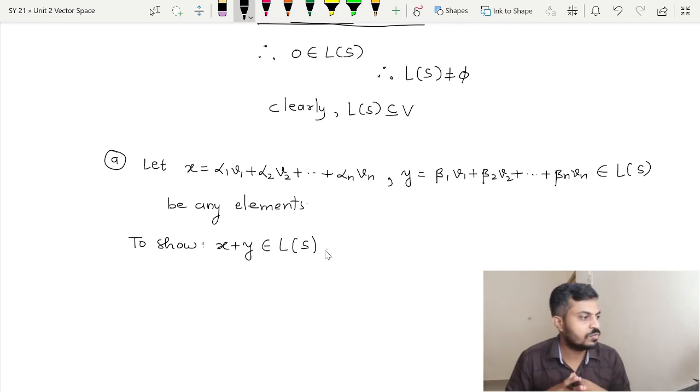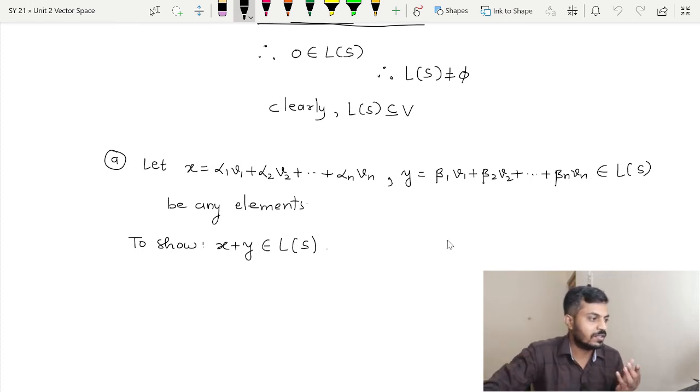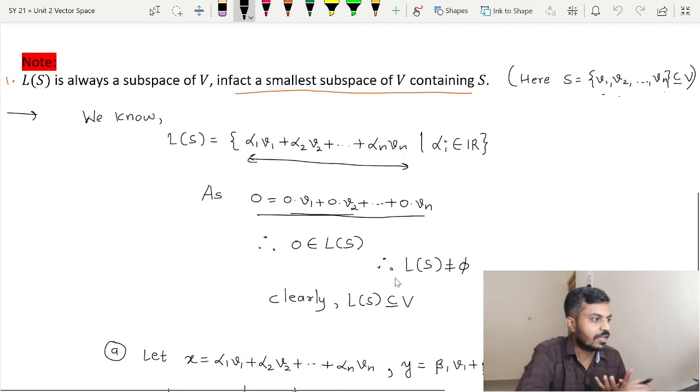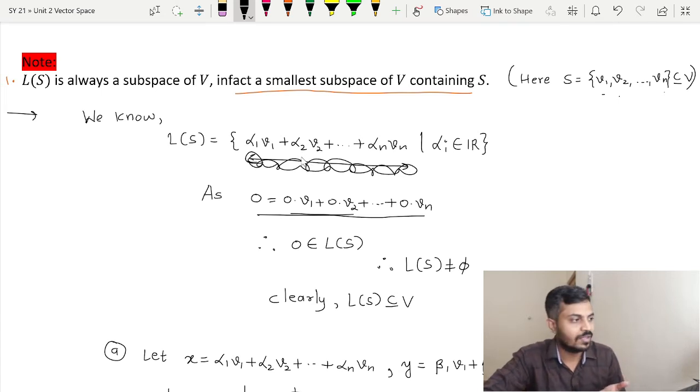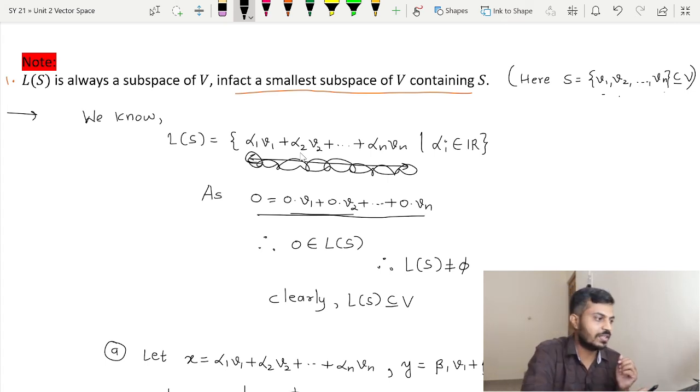Now we have to show that this x plus y belongs to L of S. So the question is how to show it. What is the special property of elements of L of S? L of S contains finite linear combinations of v1, v2 and vn. So if I am able to show this x plus y can again be written as a finite linear combination of v1, v2, vn, then we can say that x plus y belongs to L of S. So let us see whether we can do it or not.